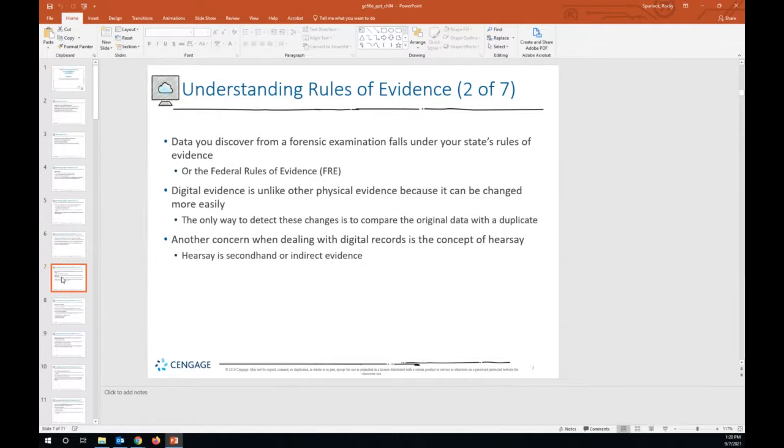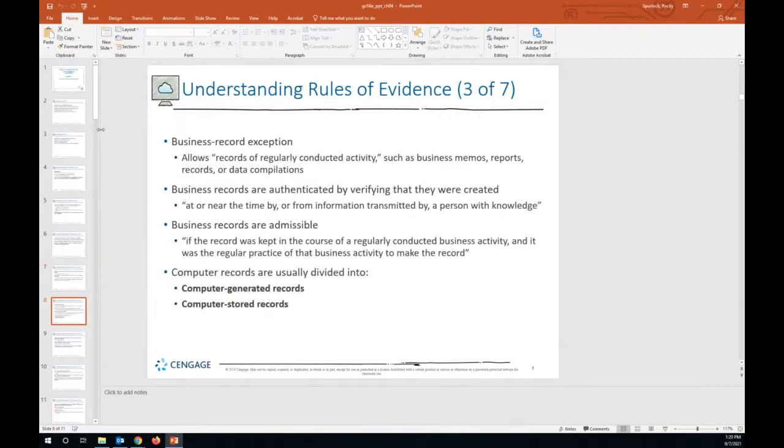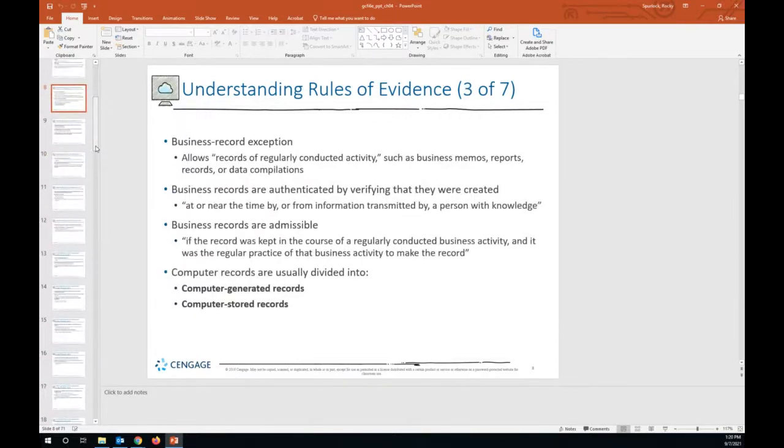That's secondhand or indirect evidence, unless it falls under the business record exemption. The business record exemption allows records of regularly conducted activities such as business memos, reports, records, data compilations. They are authenticated by verifying that they were created at the time or near the time, or they were from information transmitted by a person with knowledge. Business records are admissible.